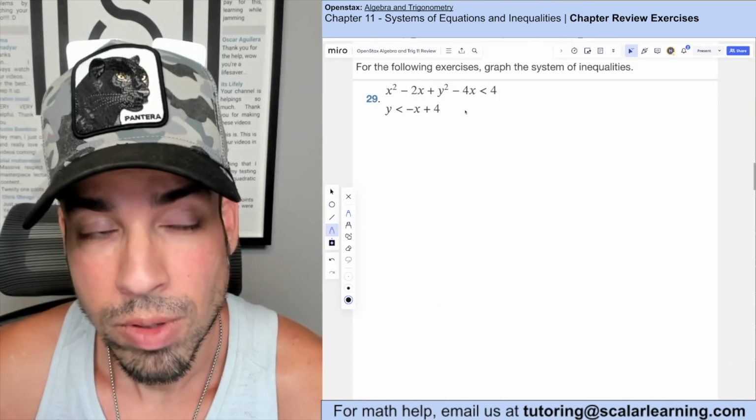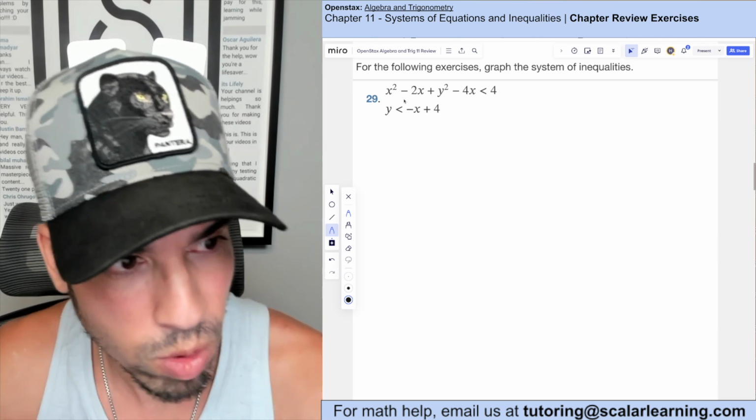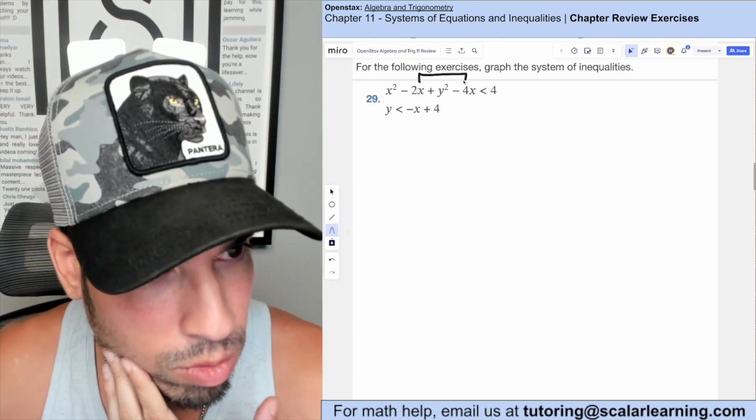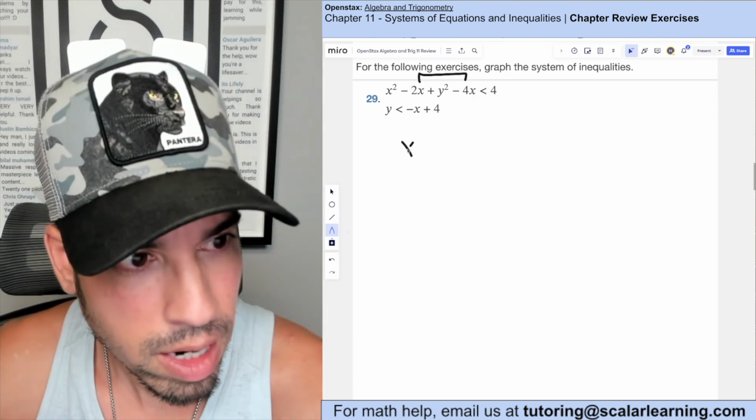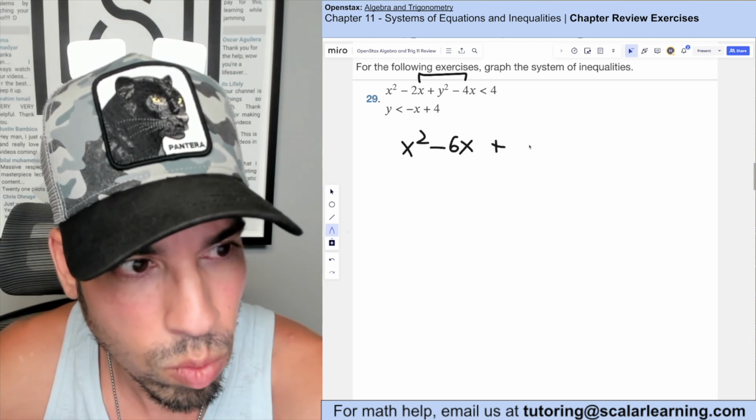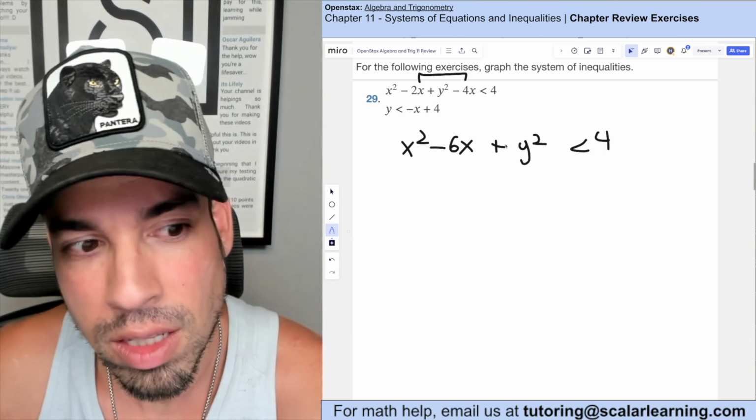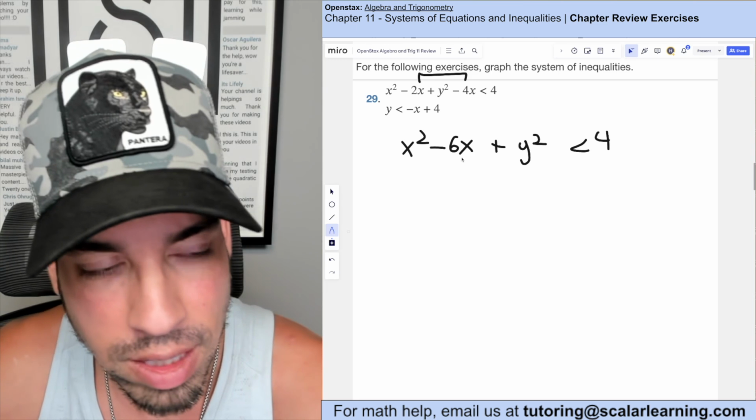Done. All right, so for this one, we're going to graph this system of inequalities. The first thing I'm going to do for the top equation is get these x's together, right? I'm going to consolidate like terms. So we got x squared minus 6x, and then we got plus y squared, and this is less than 4. So this again looks like an ellipse. It's just not in that correct standard form.